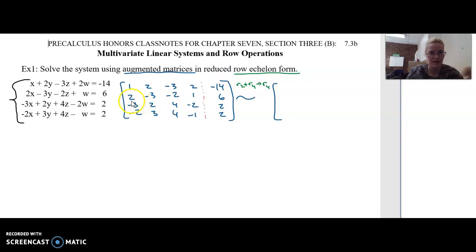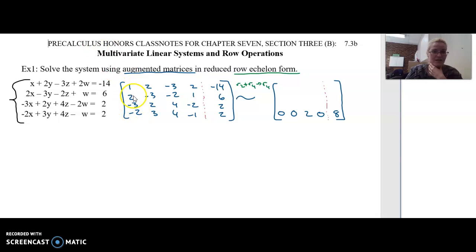So if I do that first, if I add these two rows, 2 plus -2 is 0, -3 plus 3 is 0, -2 plus 4 is 2, 1 plus -1 is 0. Hey, that's nice. 6 plus 2 is 8. Right? So that's what I'm going to do first. Then what else can I do?